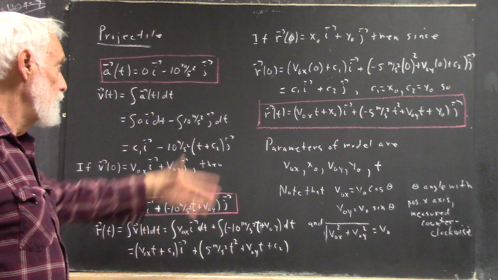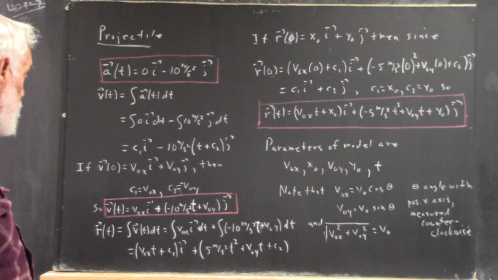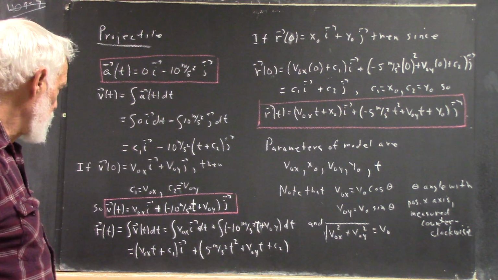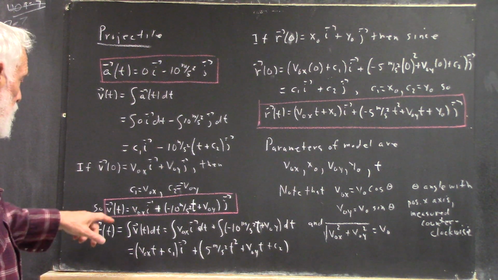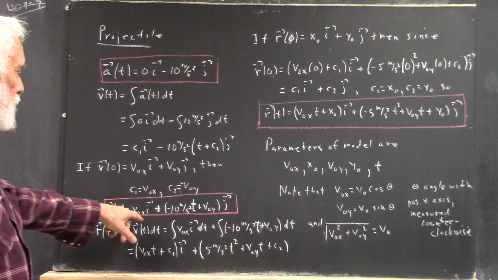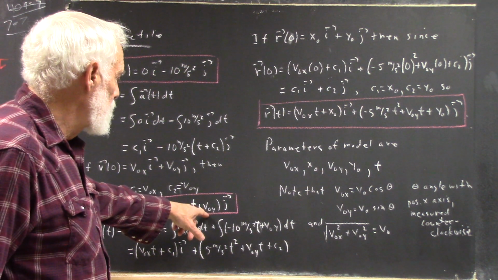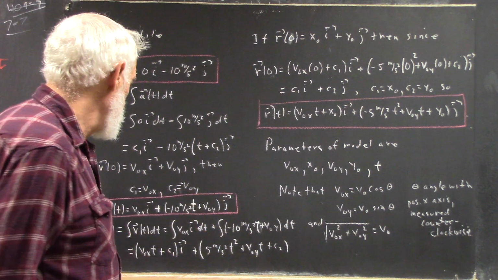Now there's a little confusion in this. I explained it in terms of the R function, and just how we get the values of the C1 and C2. In any case, it follows that your V of t is V0x I plus negative 10 meters per second squared times t plus V0y, all that times J.